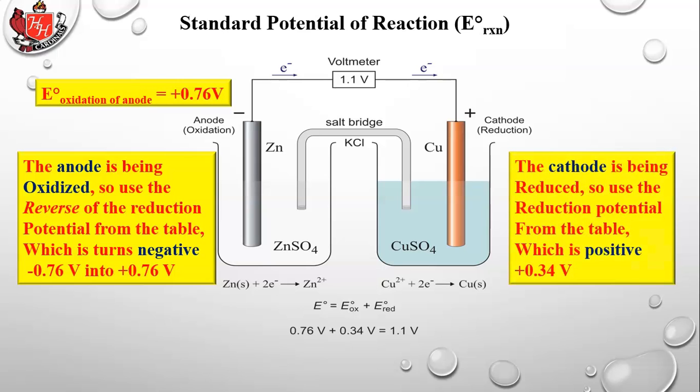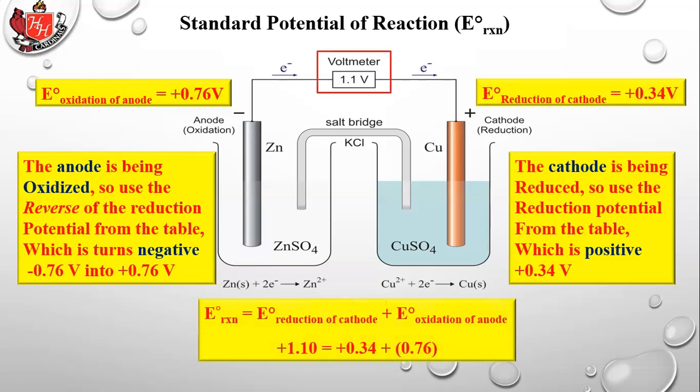And then the cathode is being reduced, so you use the actual reduction potential from the table. You don't change that number because it's a table of reduction potentials, and copper, the cathode, is being reduced. So the positive 0.34 you see in the table, you're just going to keep as a positive 0.34. So there it is.